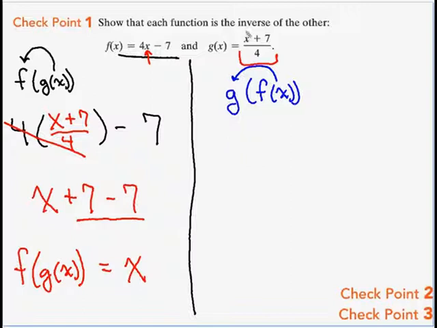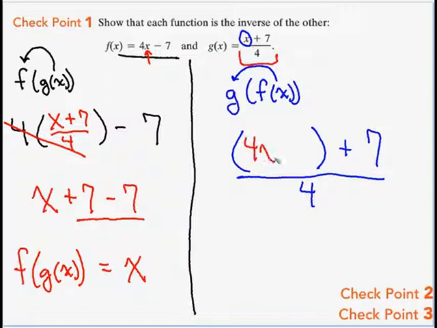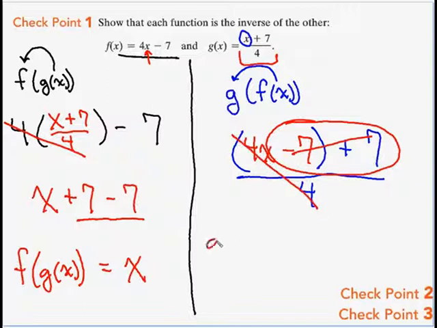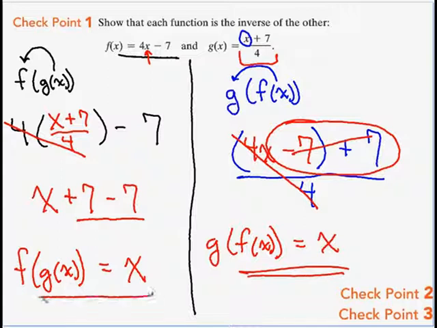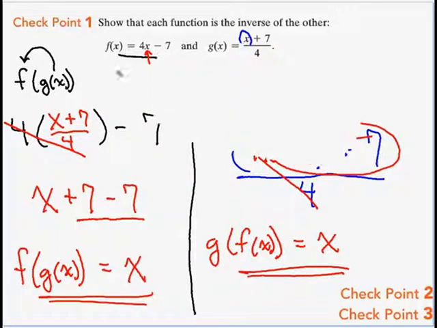So let's see here. I'm going to replace this x with the entire other function. So it's going to be something plus 7 all over 4. And I replace that x with 4x minus 7. So let's see, the plus 7 minus 7 will cancel. So we're left with 4x over 4, and the 4's cancel. So we're just left with x. g of f of x equals x. And we've shown that they are, in fact, inverses.